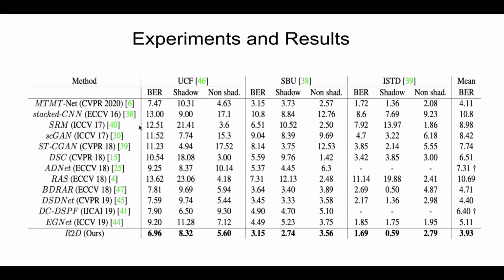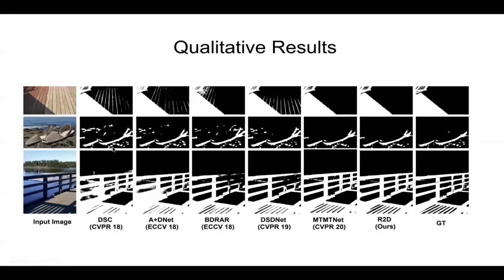So these are the experiments and results where we get better performance over recent methods across three different datasets. And these are some of the qualitative results.